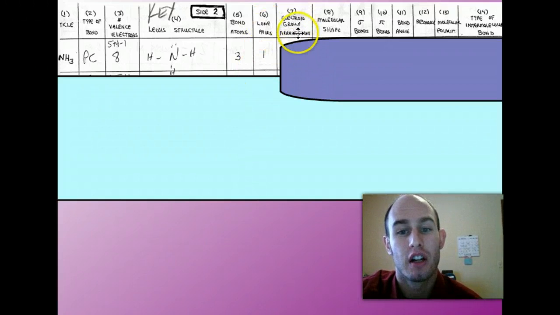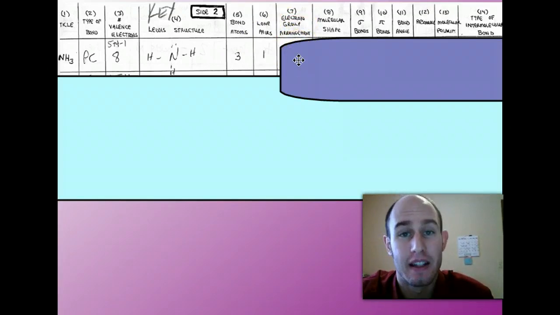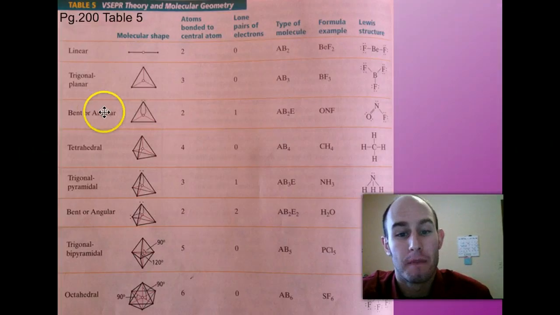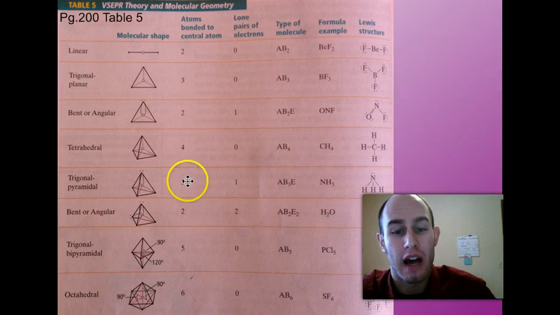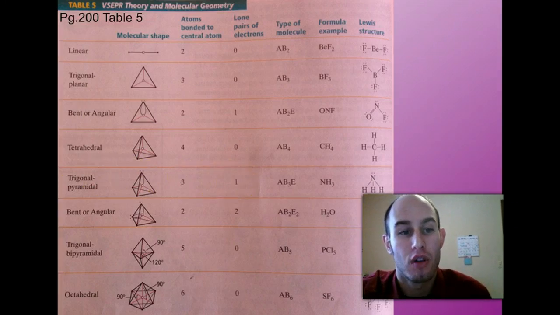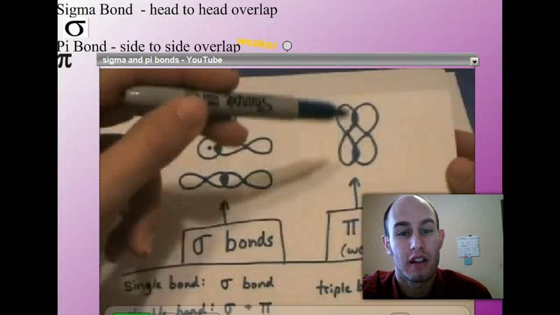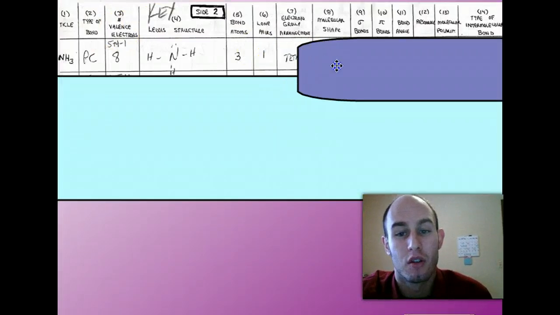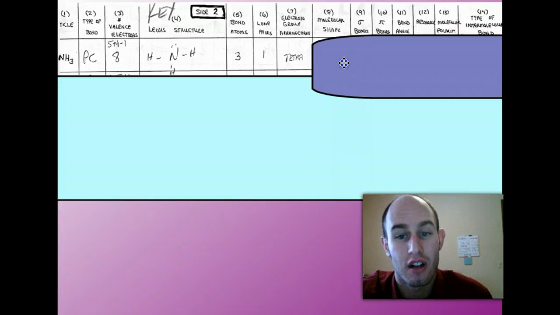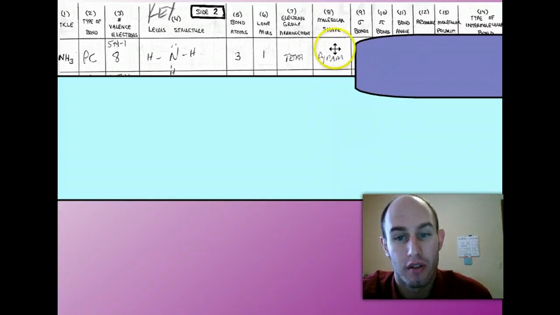The electron group arrangement is column 7 here. Well, what shape is this going to take? Here I know I have 3 bonded atoms and 1 lone pair, and if I refer back to my table, what has 3 bonded atoms to the central atom and 1 lone pair is going to be trigonal pyramidal. So you can take a look here, and our electron group shape is tetrahedral, and our molecular shape is trigonal pyramidal.